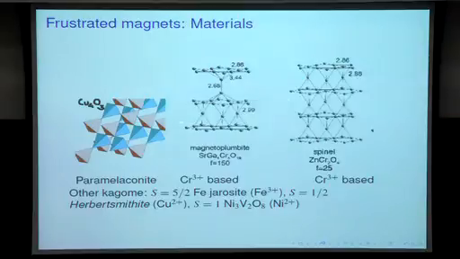So there are examples where you have these regular corner sharing arrays of triangles that fill up the plane. And there are several examples of that. And there's of course the regular triangular lattice, which is a standard two-dimensional Bravais lattice, which is edge sharing triangles.